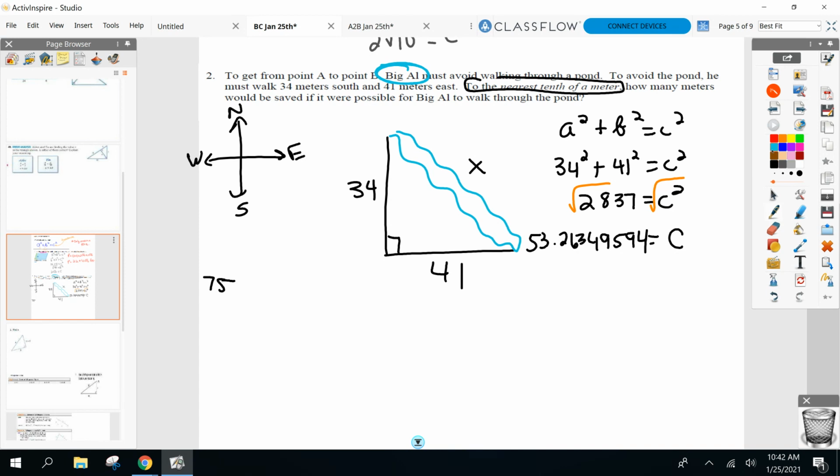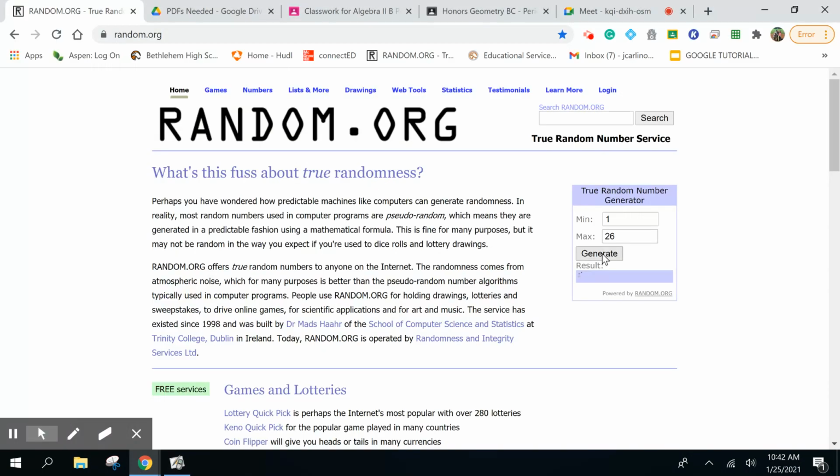I didn't ask you how long it was across the pond, though. I'm trying to figure out how many meters he's going to save. So if he could walk across the pond, how many meters would he save? How are you going to get to that calculation? Let's go, St. John. How are we getting there?